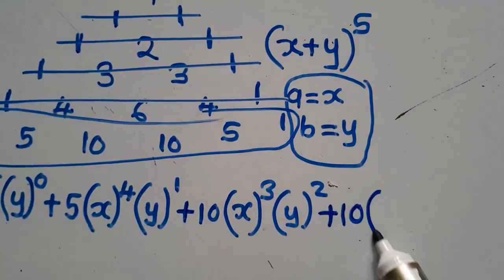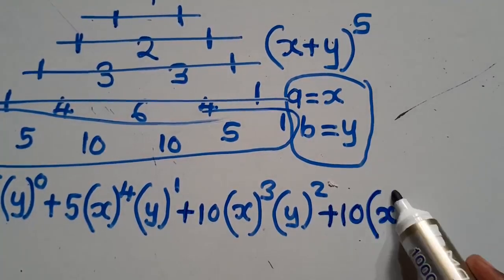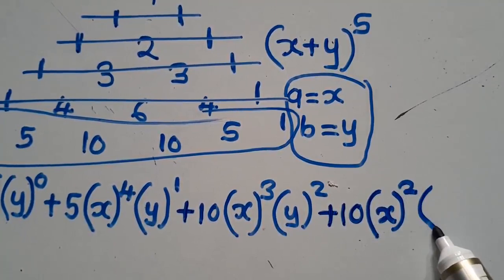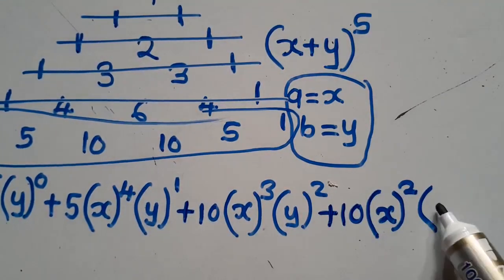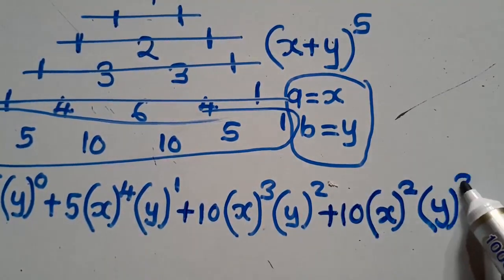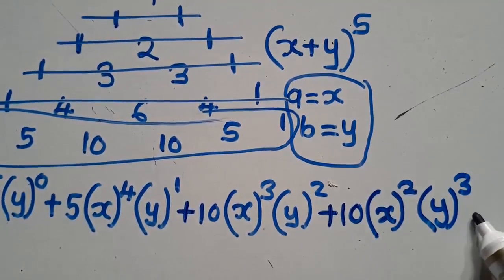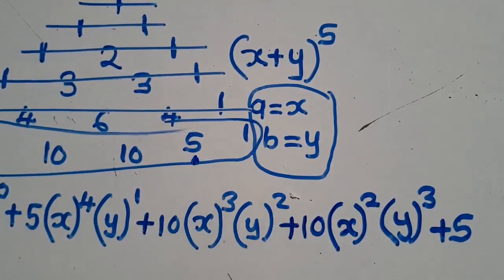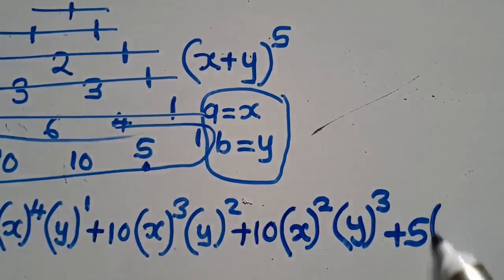Plus 10 there. I do this. So x power what? X power 2 like this. Then I have y power 3 like this. I continue, plus what? Plus 5. There is a 5. So 5, what is my a?